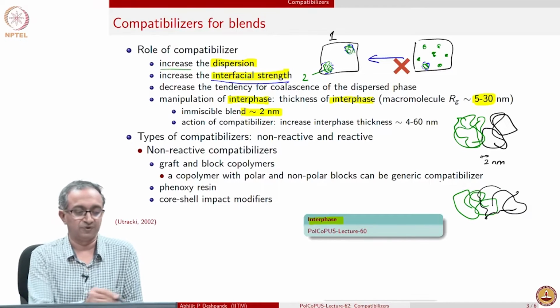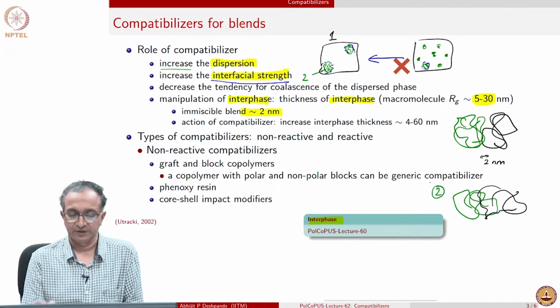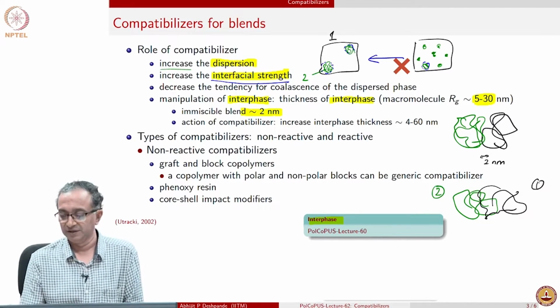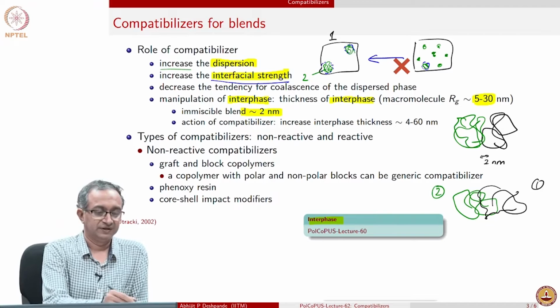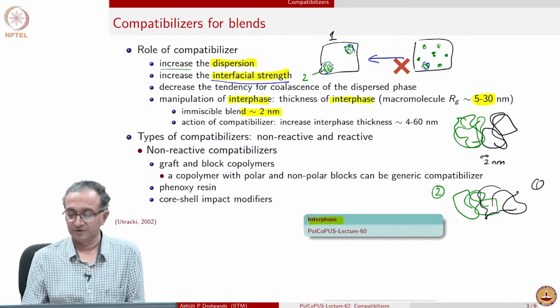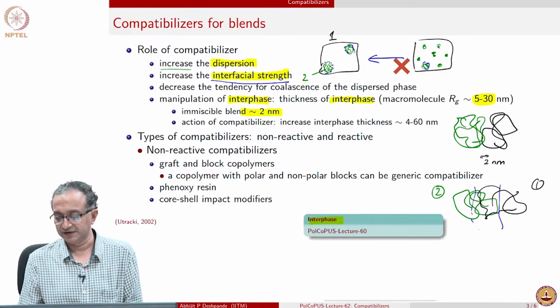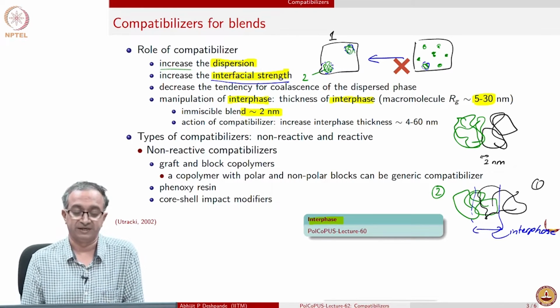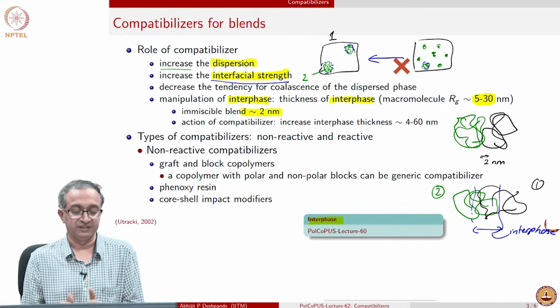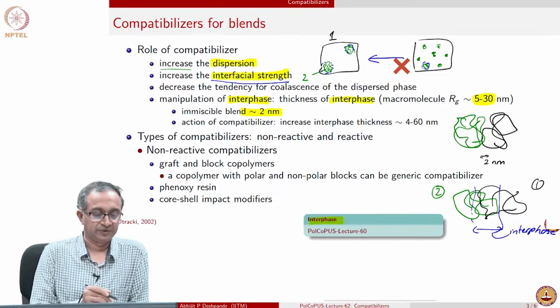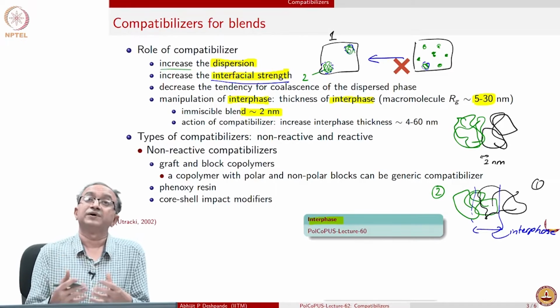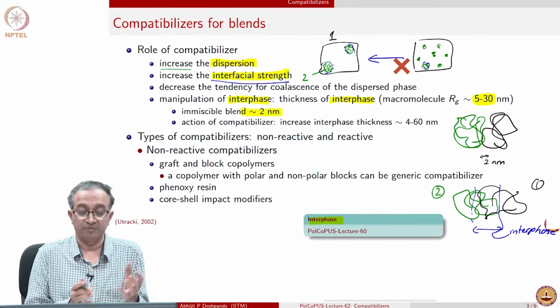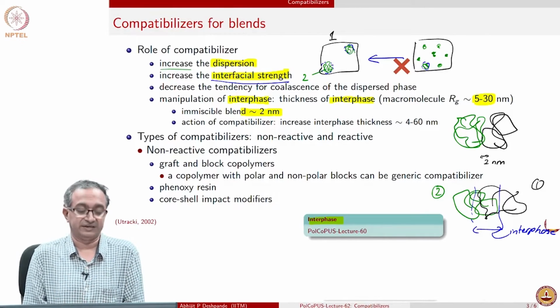So, on this side is of course polymer 2, and on the other side is polymer 1, but what we also have is an interphase region which is significantly large, where both the molecules are there. And this interphase needs to be maximized if we want good interactions between these two macromolecules. And so, the type of species which can play this role belong to both reactive and non-reactive category.